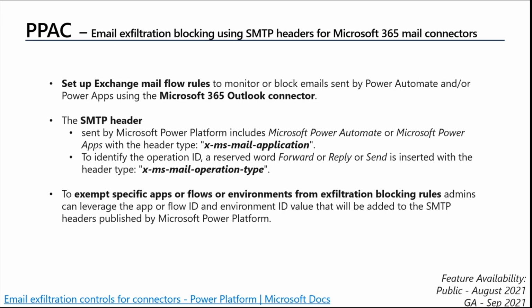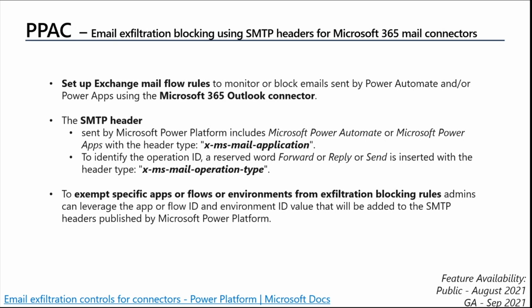Moving on to the email exfiltration blocking part, admins can set up Exchange mail flow rules to monitor or block emails sent by Power Automate and/or Power Apps using the Microsoft 365 Outlook connector. And here there are some tips and tricks that we would like to share with you. The SMTP header sent by Microsoft Power Platform will include Microsoft Power Automate and Microsoft Power Apps with the header type x-ms-mail-application. Further, in order to identify the operation ID, a reserved word, forward, reply, or send, is inserted with the header type x-ms-mail-operation-type.